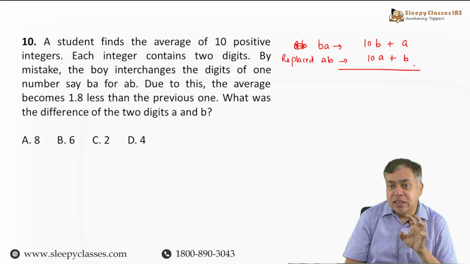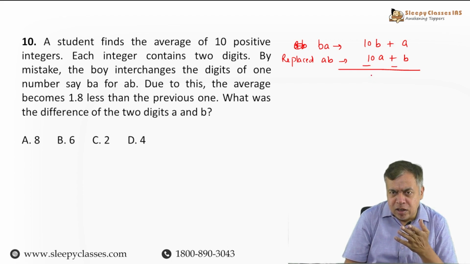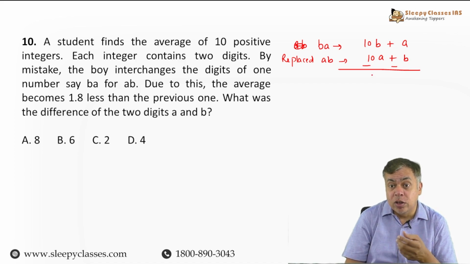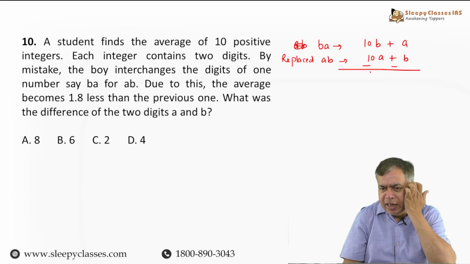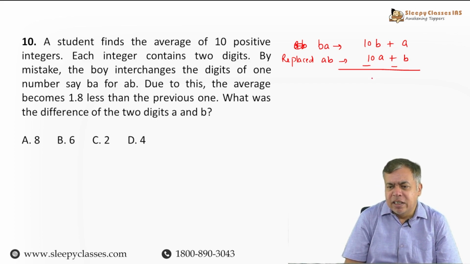Now this is the reduction if you subtract it, right? If you subtract the second one, you are replacing with the lower thing, right? So the subtraction is 9B minus 9A, right? So this is the reduction of 9B minus 9A.